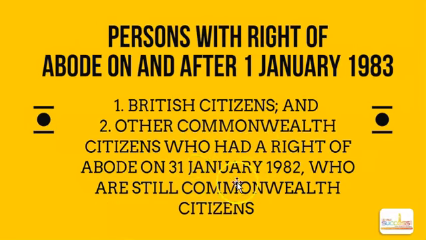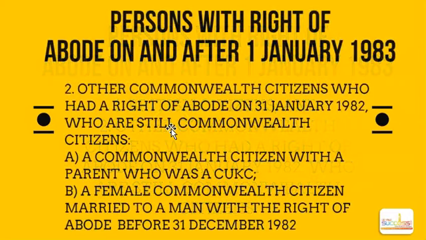With regards to the second category, there are two subcategories and we've already seen them before. The first one is a Commonwealth citizen with a parent or adoptive parent who at the time of the person's birth or adoption was a citizen of the UK and colonies by birth in the UK. And the second subcategory is a female Commonwealth citizen who is or has been married to a British citizen with the right of abode at any time before 31st of December 1982.